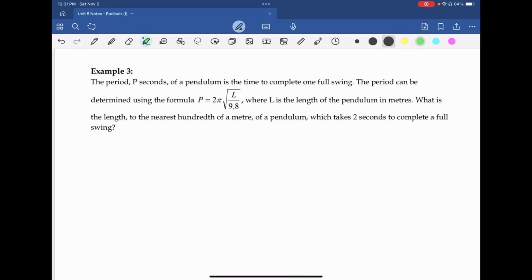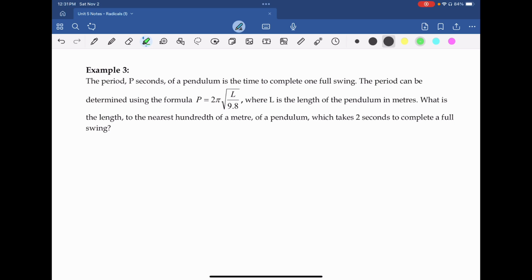Okay, let's go to our next page here. Now we're going to go to the more application style problems. So in this situation, what they give us is some sort of period that is representative of a pendulum swinging backwards and forwards.